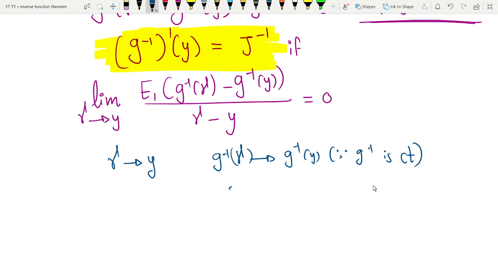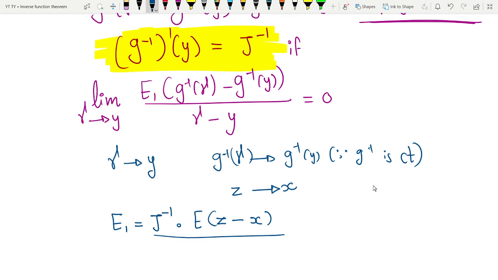Now what is g inverse of y? That means z goes towards g inverse of y, which is nothing but x, right? Also, my E1 is actually nothing but J inverse composite with E. So it is J inverse composite with E, and this is nothing but Z minus X upon gamma minus Y. So what we understood is this is my E1, which was J inverse composite E.